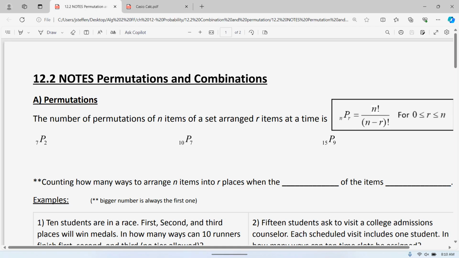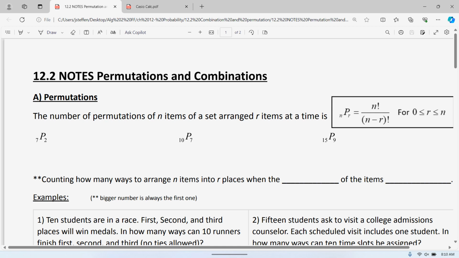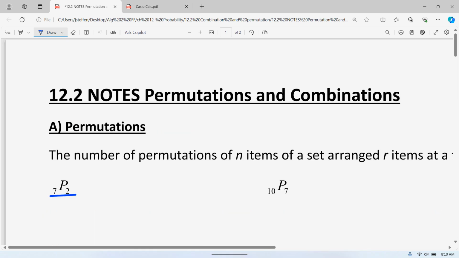Okay. So permutations, the number of permutations of n items arranged r at a time is this formula. Now, again, that's super confusing. We'll talk about what that is. Basically, we're going to start with just doing 7 permutation 2, 10 permutation 7, and so forth. Then we'll talk about what the story problems look like.